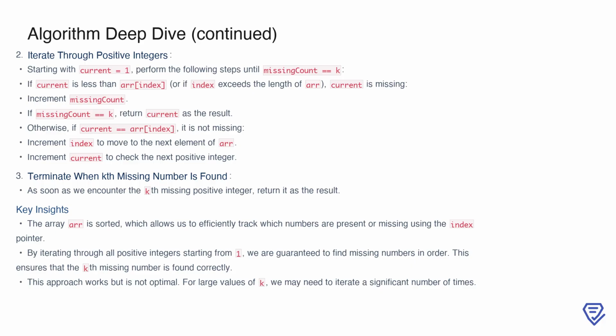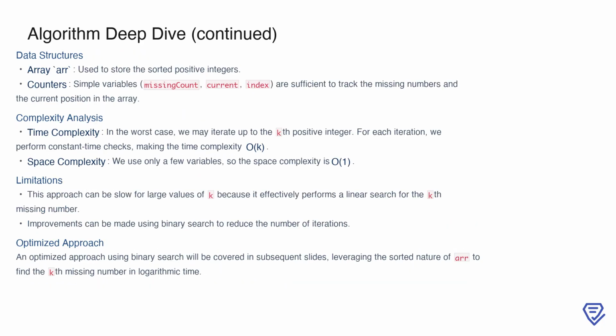This approach leverages the fact that the array is sorted, enabling us to track which numbers are missing using the index pointer. While this ensures correctness, it's worth noting that this method is not the most efficient, especially for large values of k, as it involves iterating through many numbers before finding the result. The algorithm primarily uses simple data structures and variables to achieve its goal. The sorted array arr stores the positive integers already present, while the counters missing count, current, and index help us track missing numbers and the current position in the array.